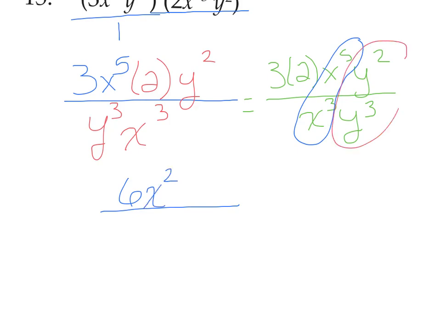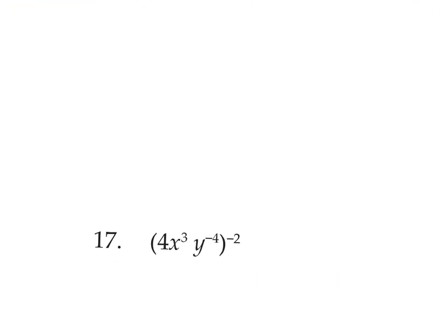With the y's, the same thing. You have 2 on the top and 3 on the bottom. They'll cancel off. There'll be 1 left over, but it will be down here in the denominator, since there were more in the denominator. And that's what we end up with, 6x squared over y. All right, let's look at 16.